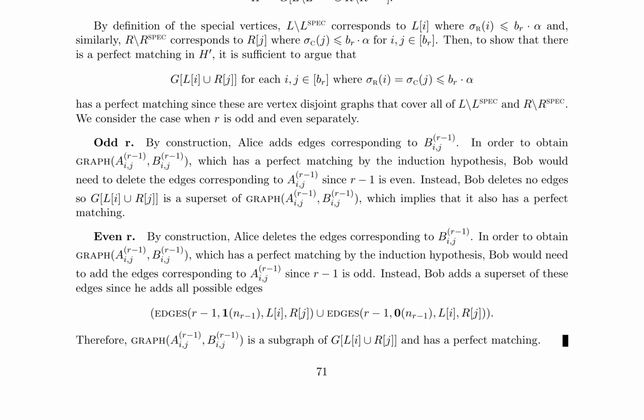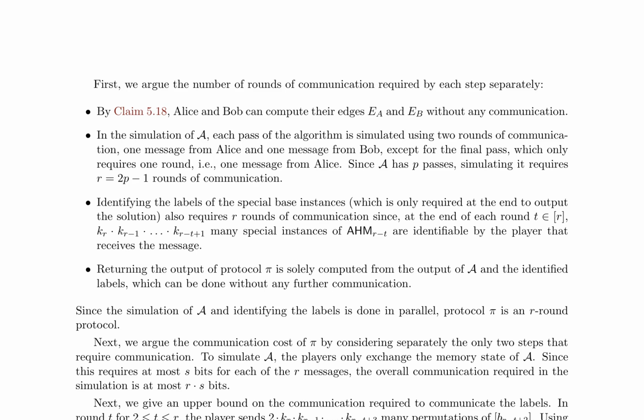A protocol pi is presented for solving the AHM problem using a dynamic streaming algorithm. The protocol involves simulating each pass of A on the stream of insertions sigma_A followed by deletions sigma_B, while exchanging messages to identify the labels of special base instances in A*, B*. The protocol consists of 4 steps: computing edge insertions and deletions, simulating each pass of A, identifying special base instances, and returning the output of the protocol.